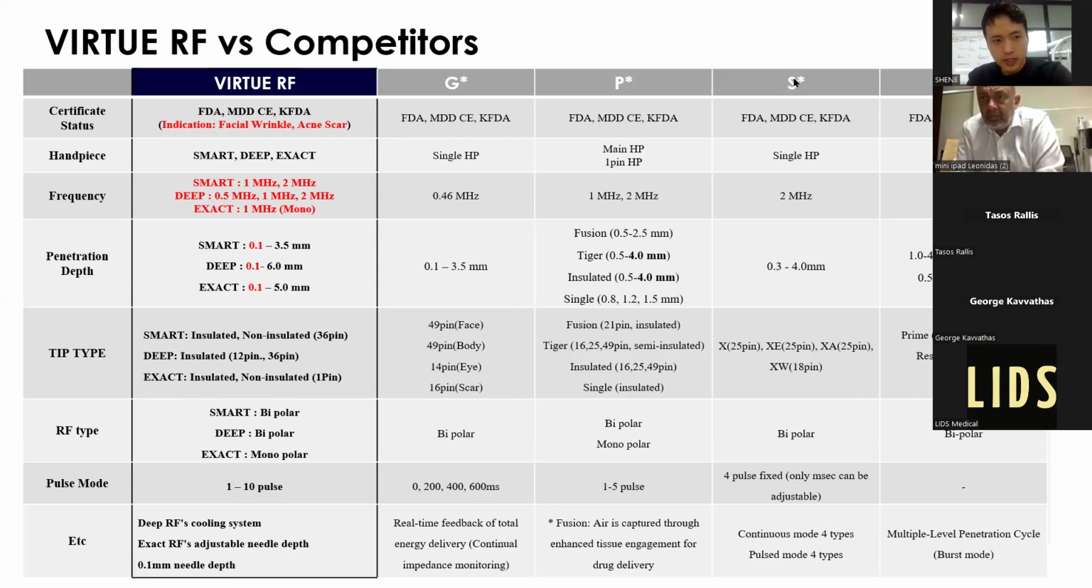Cellform X, you said that they entered the market about a year or two ago. It's the opposite from Morpheus 8. They only have 2 megahertz, and they only have non-insulated tips. So in other words, they cannot do 1 megahertz.